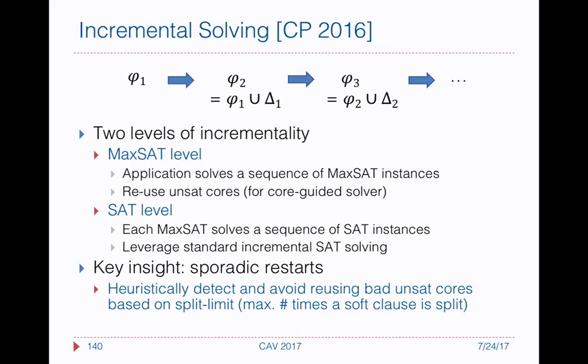Now, how do you detect these bad unsat cores? We use a very simple heuristic, which is we ask how many times has a soft clause in the original instance been split. Okay? And splitting a soft clause is the way core-guided MaxSat solvers work. And we take it as a hint that if a soft clause is being split too many times, then it is likely time to restart afresh because the existing unsat cores are of bad quality.